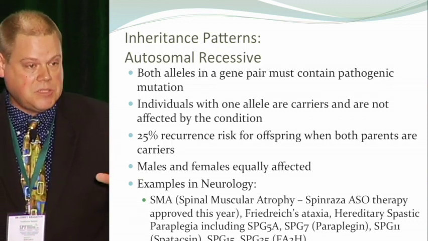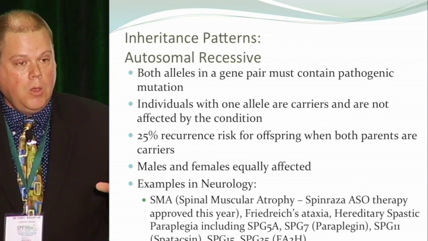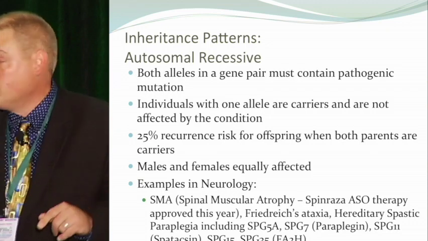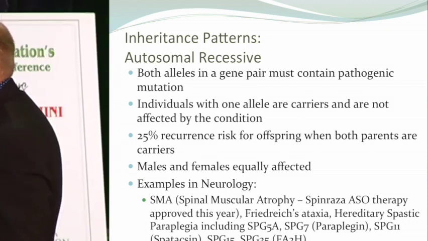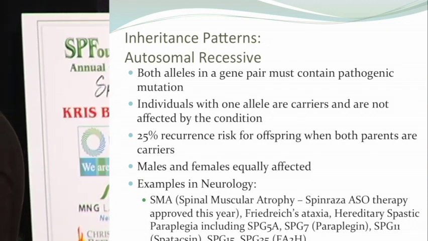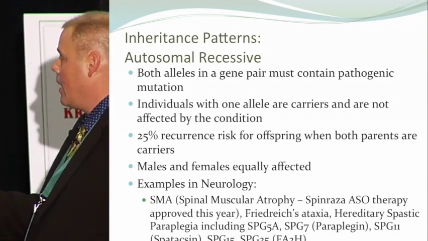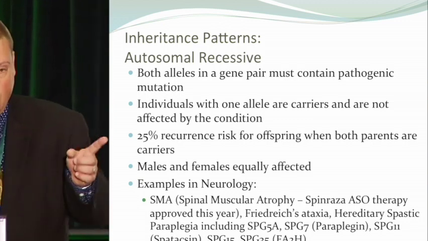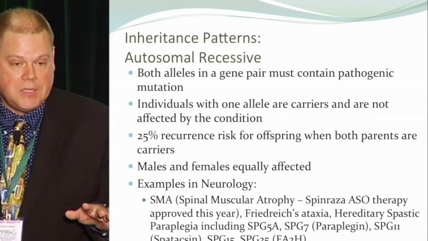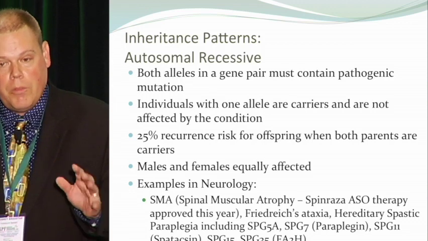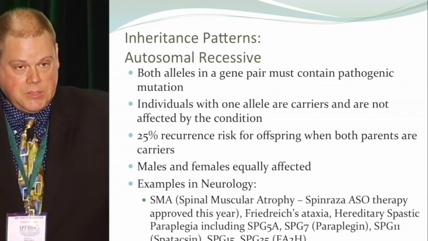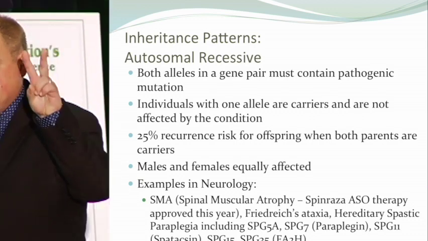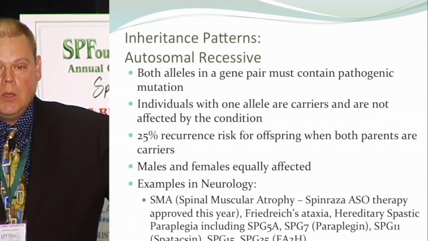You can imagine that's a pretty rare scenario, okay? But it happens. It's happening in this room, and it happens all over the world, and I'll talk more about that. Individuals with one allele are carriers and are not affected by the condition. So if you have only one copy, either from mom or dad, you're not going to show a phenotype at all. You're going to be normal with respect to that disease. Does that make sense? Everyone follow? So you need 2 copies to actually have disease. If you only have 1 copy, you're called a carrier.